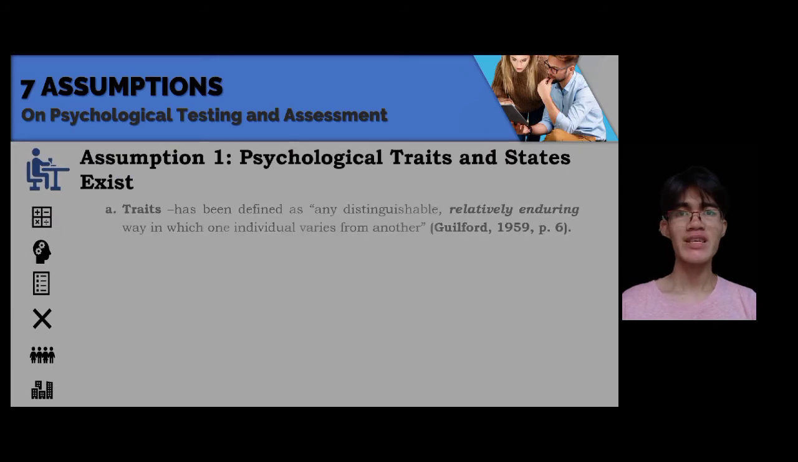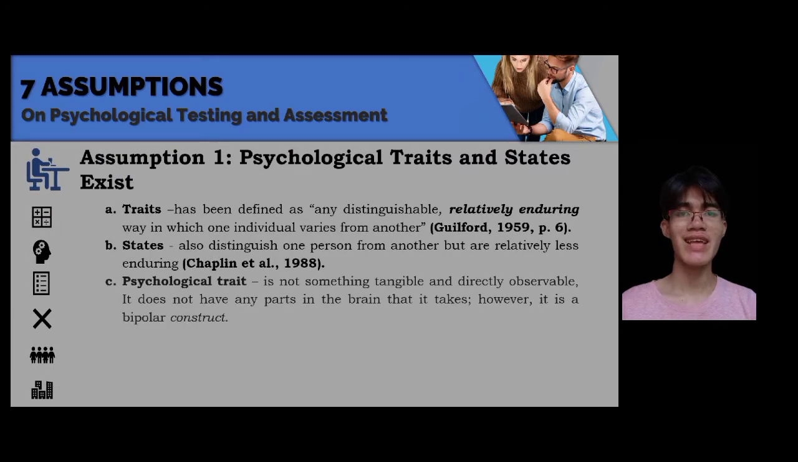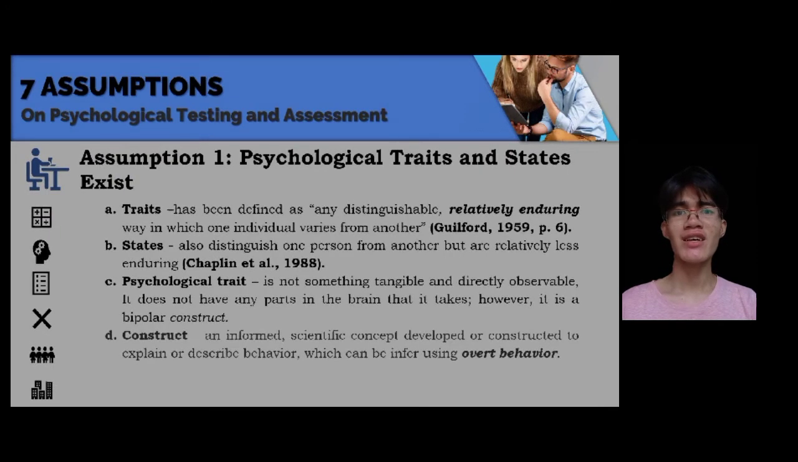First, we have the assumption that psychological traits and states exist. In order for psychological test and assessment to be measured, we must first remember that traits and states are what we specifically purport to measure. So let us first discuss what is a trait. A trait is any distinguishable, relatively enduring way in which one individual varies from another, as Guilford 1959 defined.